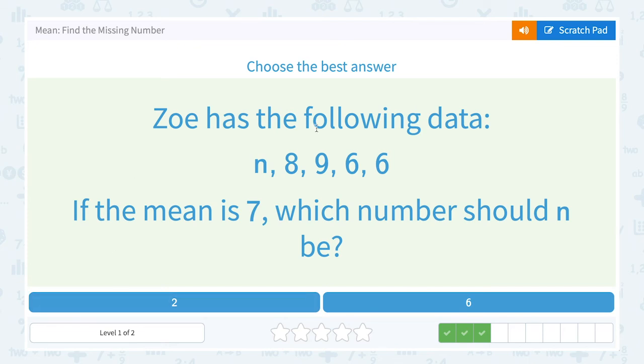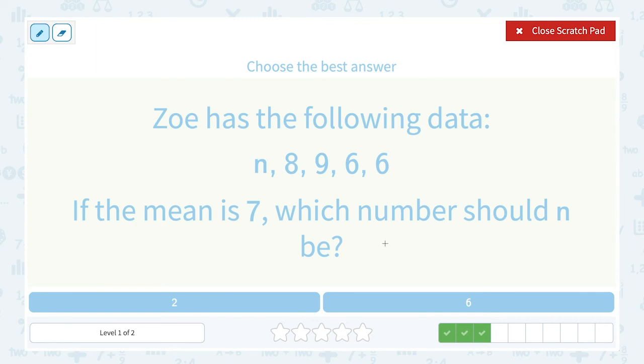Zoe has the following data: N, 8, 9, 6, and 6. If the mean is 7, what number should N be? Okay, so I'm going to just take a guess. I think 6 looks like it's going to work out a little closer. So let's try that number first. And if not, we can always try the other one.